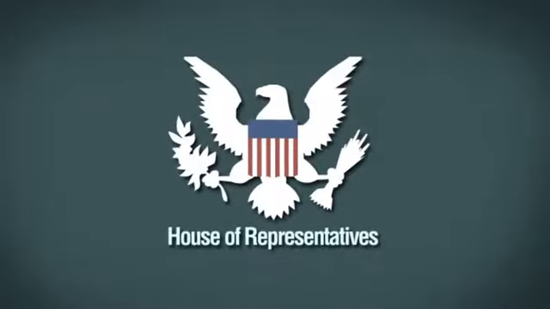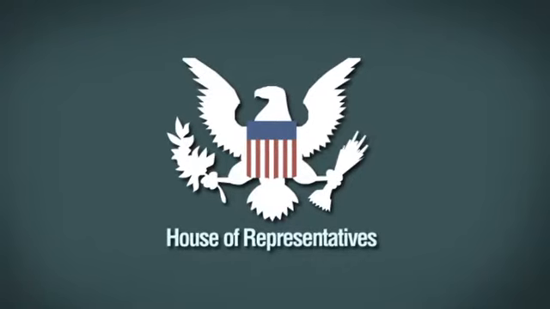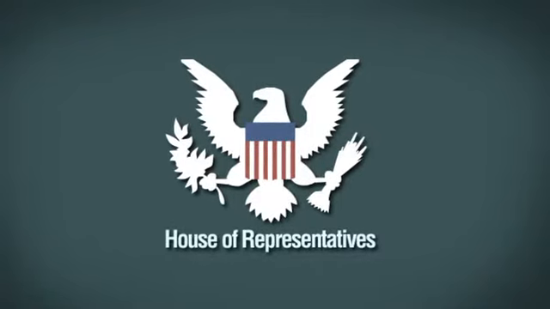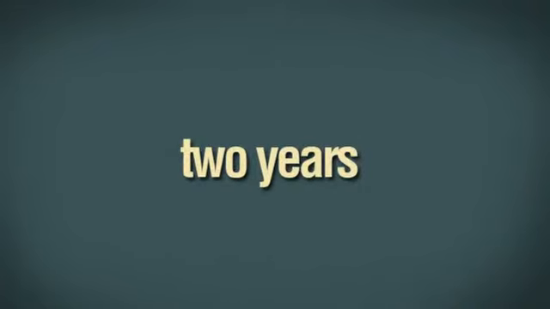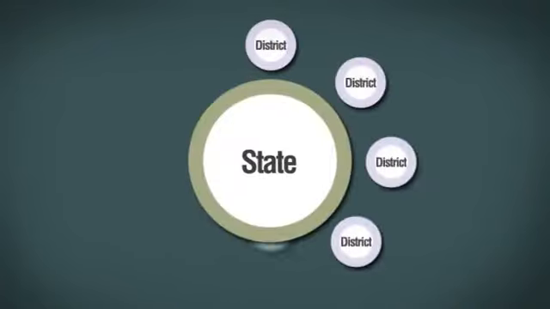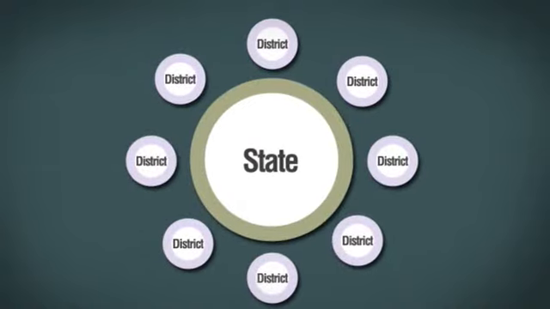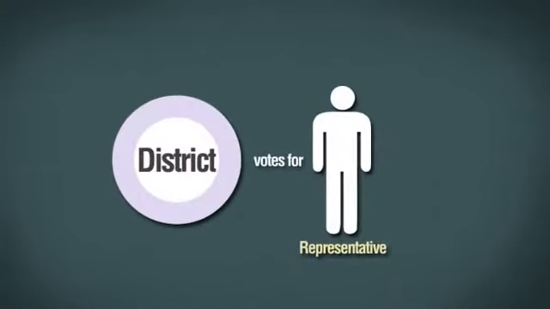The House of Representatives in the US Congress is designed to give a voice to the people of every local voting region of America. Members of the House of Representatives stand for re-election every 2 years. Each state is split into districts, and each district votes for one representative. The number of districts depends on the population of each state.